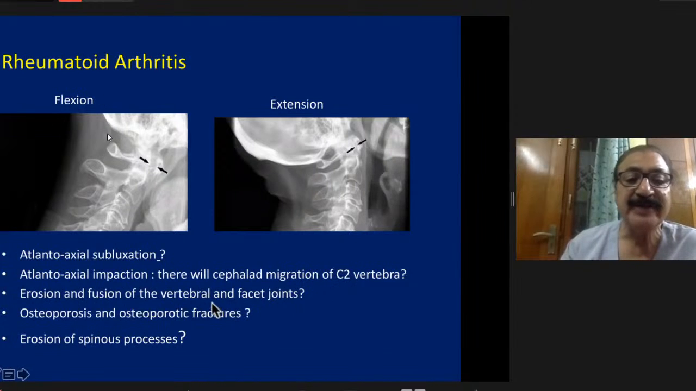So the findings in rheumatoid arthritis are atlantoaxial subluxation, atlantal impaction or cephalad migration of the C2 vertebra, erosion and fusion of the vertebral and facet joints, in general osteoporosis, fractures, and erosions of the spinous process. These are the findings which are seen in a case of rheumatoid cervical spine.